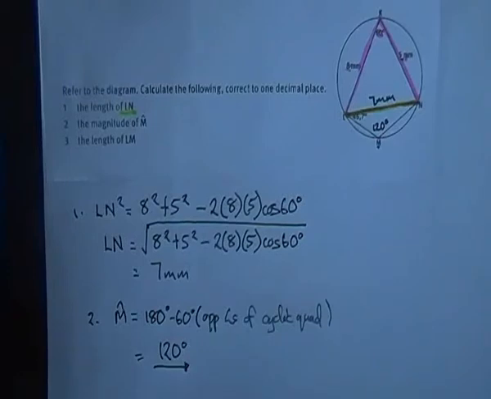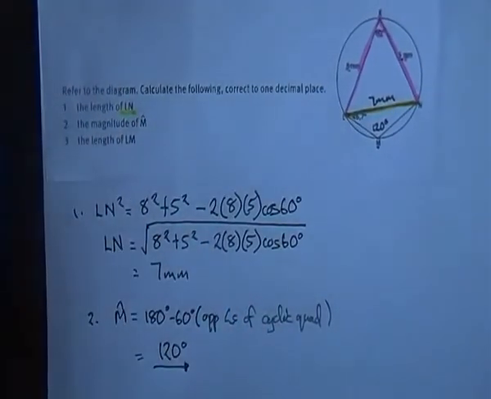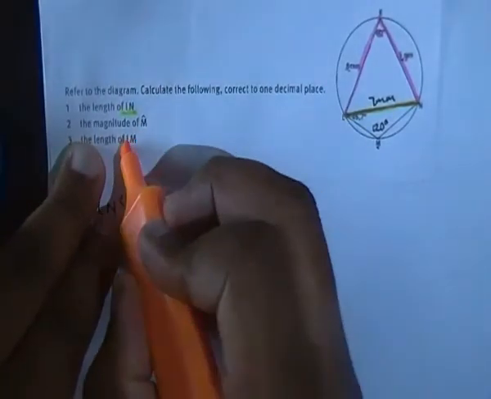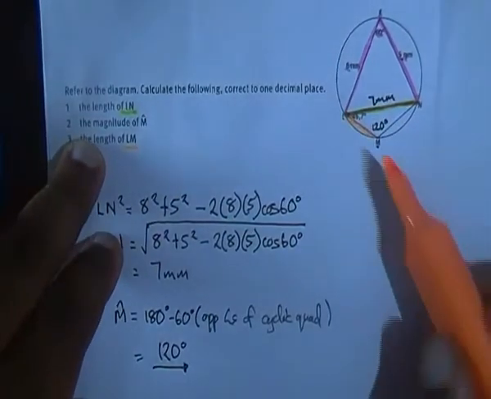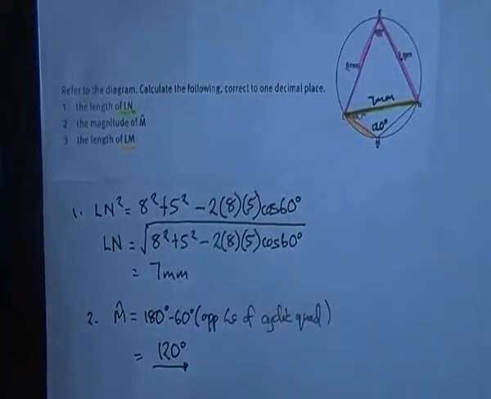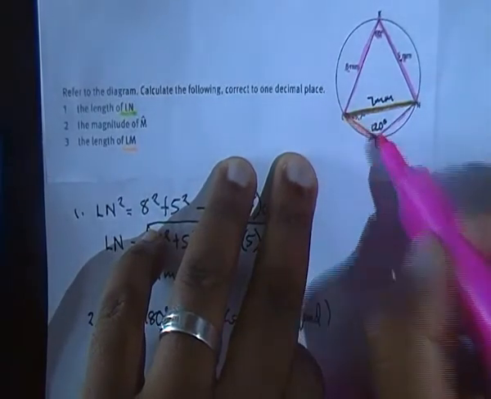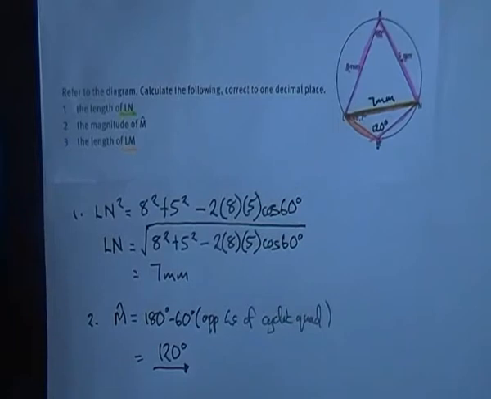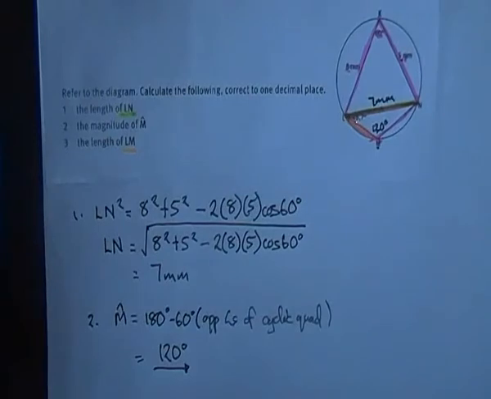What else do they want us to find? They want us to find the length of LM. Okay, let me use another color for that. The length of LM is what they want us to find. Well, where is LM? It's this length here. Right, so that means we're going to derive this length from this triangle here. Okay, now what do we know about this triangle? Well, we know this angle, we know that angle, we know that side. So that means we're going to utilize the sine rule.